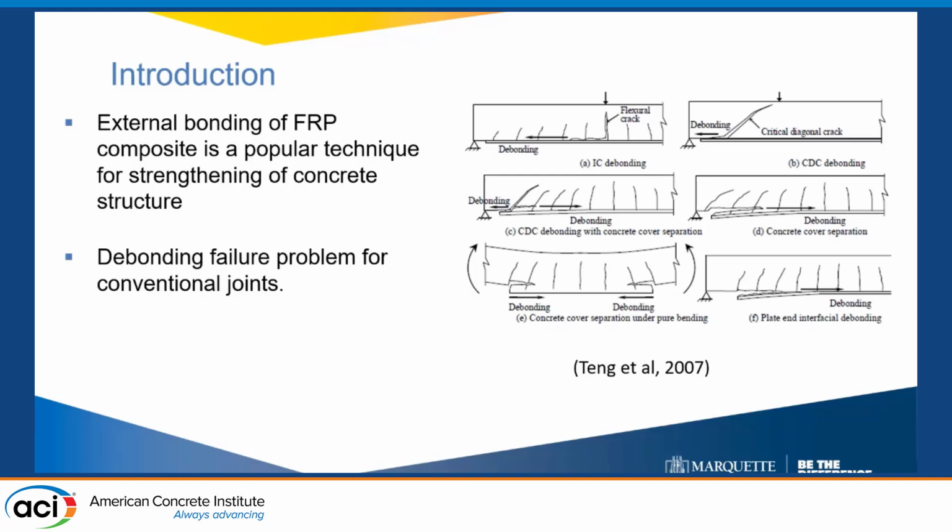So, external bonding of FRP composite is a very popular technique recently to strengthen or repair concrete structures. With this method, we can ensure the safety of the structure, especially the concrete structure, through its lifespan. We have a lot of good reasons to use this technique, like the good mechanical property, corrosion resistance, and construction convenience, but definitely we have some challenges to use this technique.